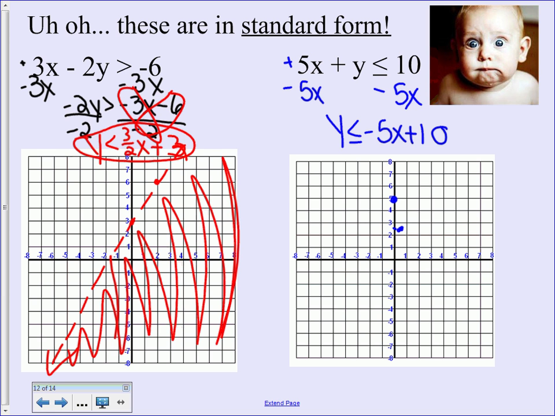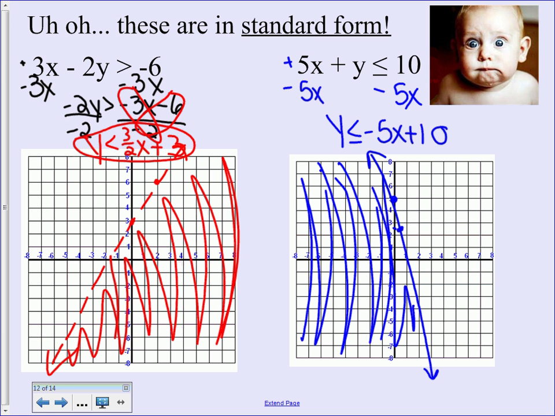Okay. So then I look, I have a line underneath, so I know I have a solid line. And then it is a less than symbol. So the alligator is not eating my y, so I'm going to take a point on the line, and I'm going to shade down. So I'm shading on this side of the line.